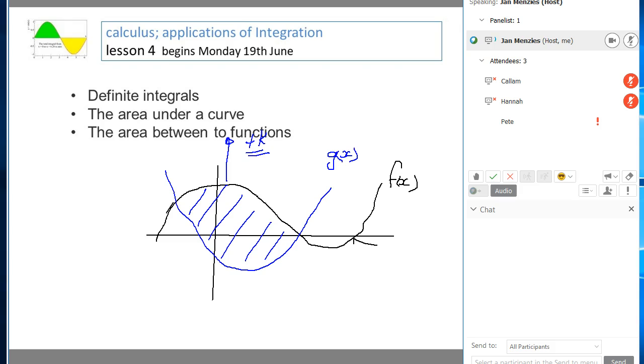When you read your weekly work, they explain that in a lot of detail, but please check that out and make sure you understand it. What it means is that when you do f of x take g of x, because f of x is the function on top, take g of x, the function below, the k would disappear. That moved it up so that you prove to yourself that the area is positive. So that's the first concept.